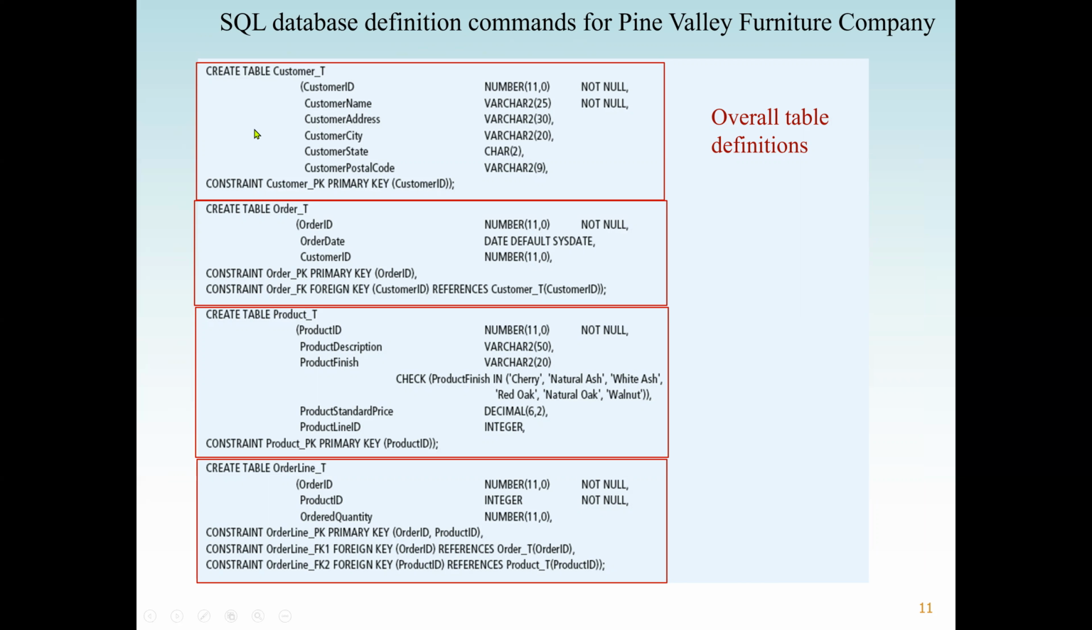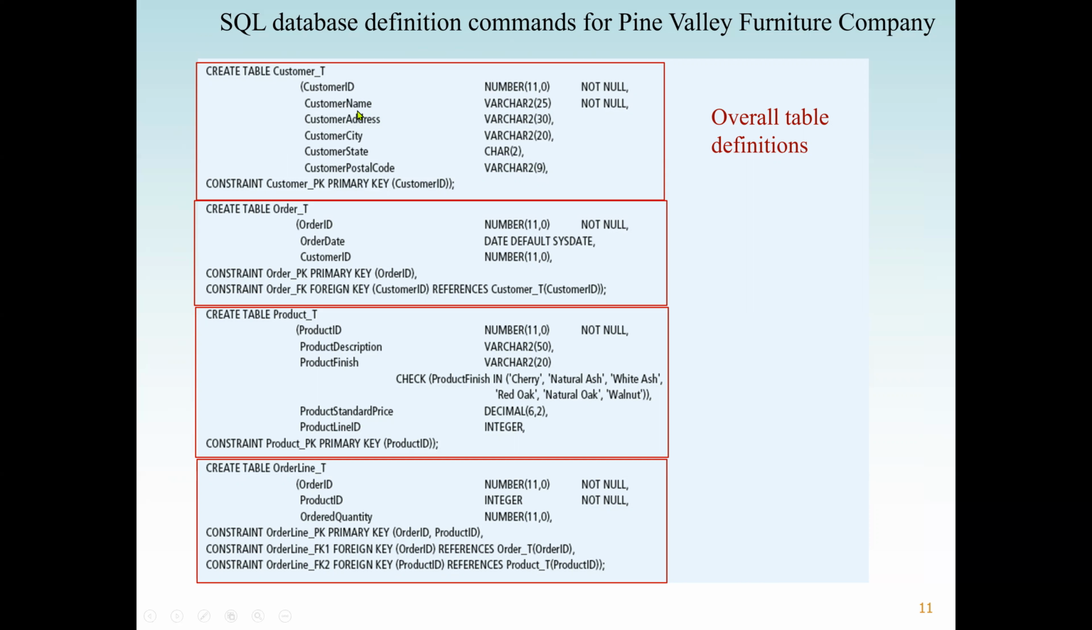So first we create a customer table. We name it customer T. We use the keyword create table, customer T. We have customer ID. Data type is number. We make sure it's not null because it is a primary key field later on.